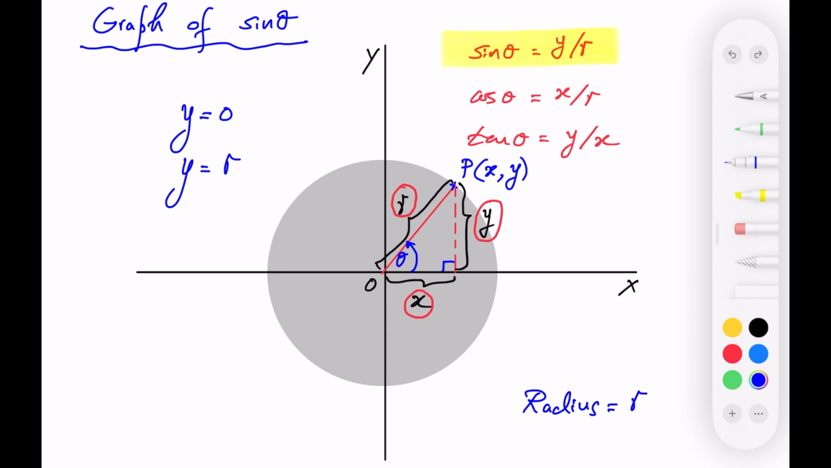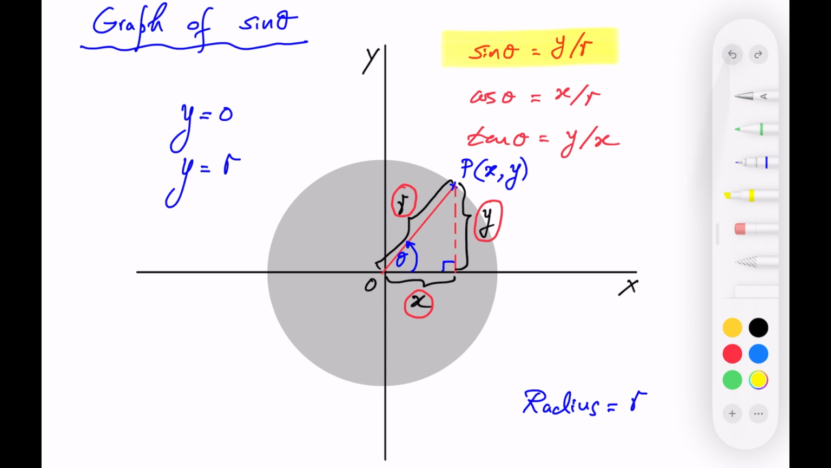Now assume that theta is increased even more. Let's say now theta is equal to 180 degrees, or in other words, pi radians. In that case, P should be right here. If P is right here, what's the y value? Y value is once again the vertical height between the OX axis and the point P. When the P is back on the OX axis, y is going to be once again equal to 0.